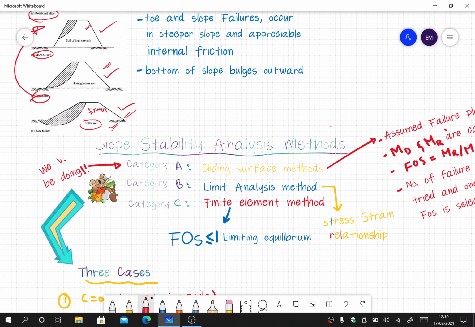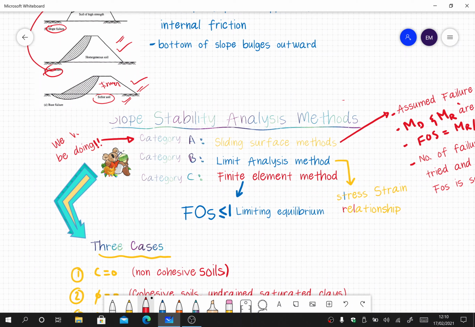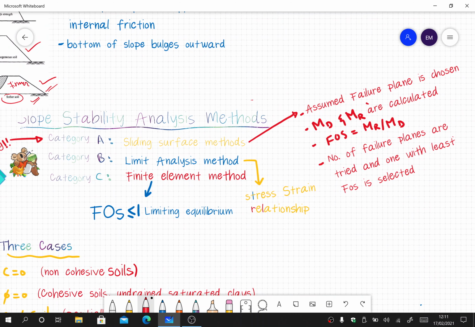Coming to the main topic, as we have already seen in our last lectures, the main aim of this subject is to do slope stability analysis. There are different categories of slope stability analysis. Category A is where we consider different sliding surfaces, find the disturbing moment and the resisting moment, and then find the factor of safety by dividing the resisting moment by the disturbing moment. If the factor of safety comes to be 1, then we say okay, if not, then we reconsider another sliding surface and do the analysis until the factor of safety is equal to 1.